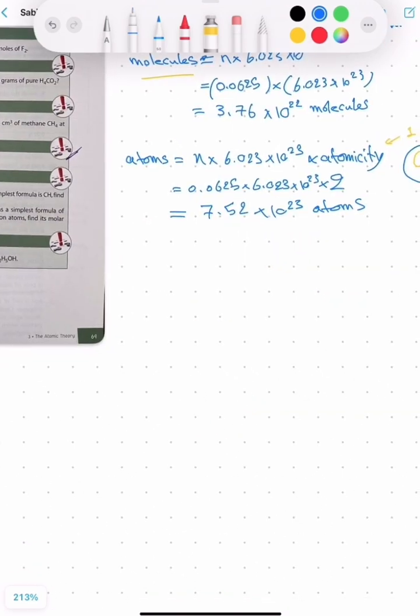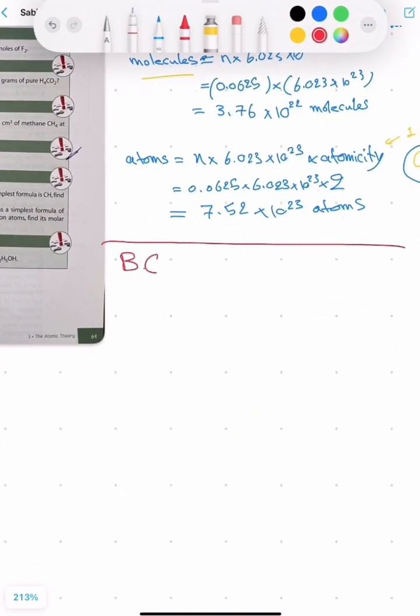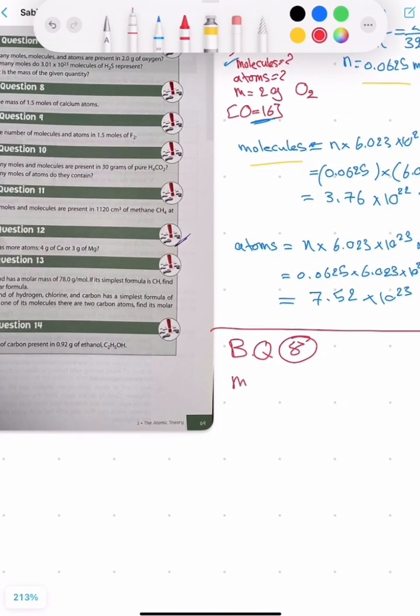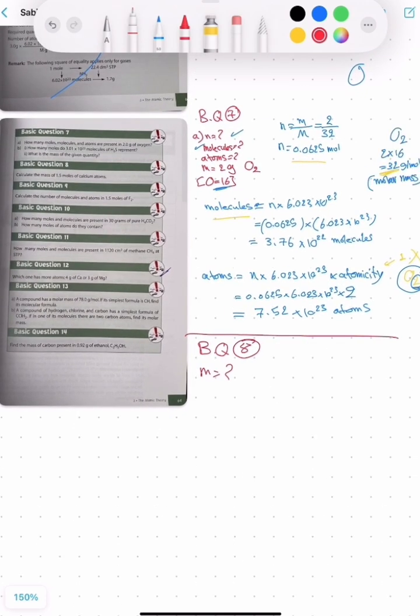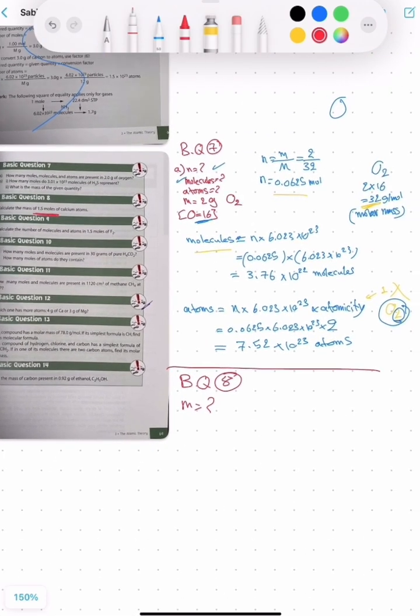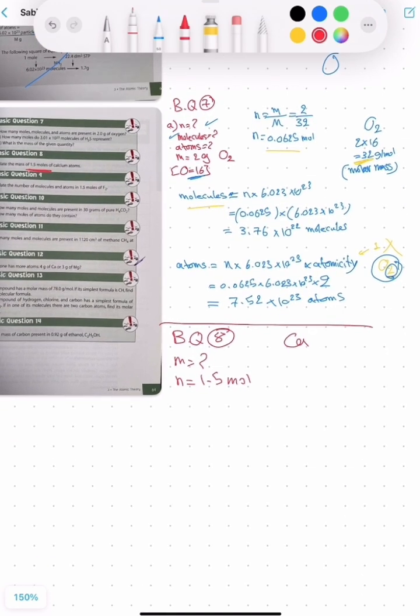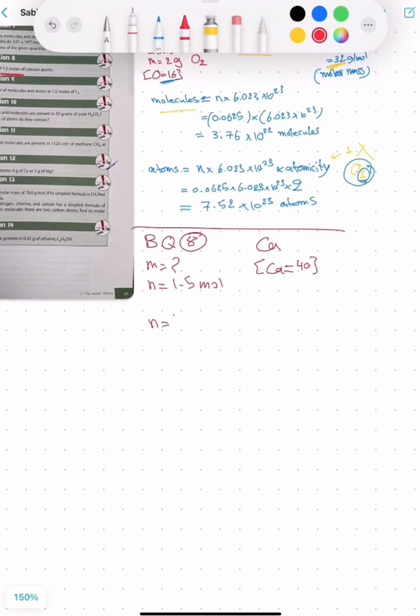Let's do basic question number 8. What do you have from the question? Calculate the mass, which is unknown, of 1.5 moles. Number of moles is equal to 1.5 of calcium atoms. Ca in nature is Ca, and it should give you the atomic mass of calcium, which is 40. So what's the relationship between them? Number of moles is equal to mass over molar mass. Can I calculate mass? Yes, you have everything.